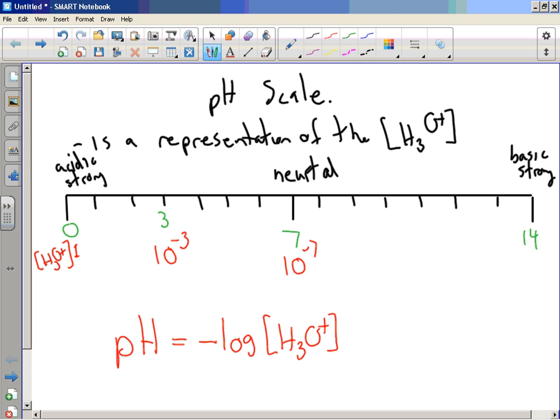If I have a concentration of 1 mole per liter of H3O plus in a solution, then that has a pH of, now I'm confused. I'm thinking about the next thing I want to do. That is a pH of 0. I'm thinking what I want to say next, and I'm looking at the clock at the same time.